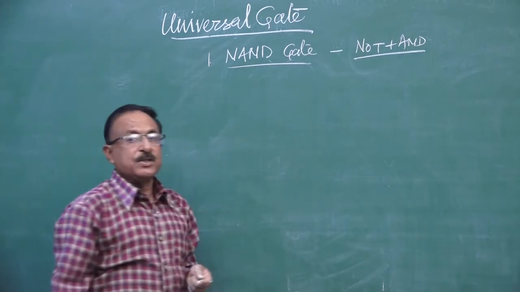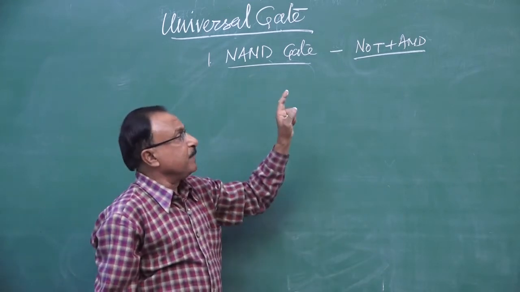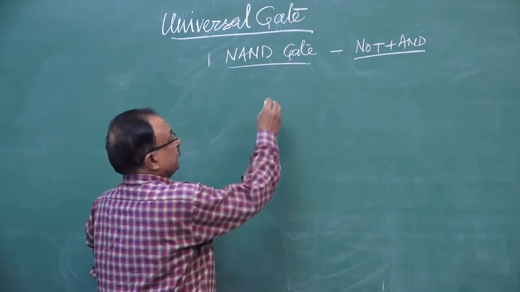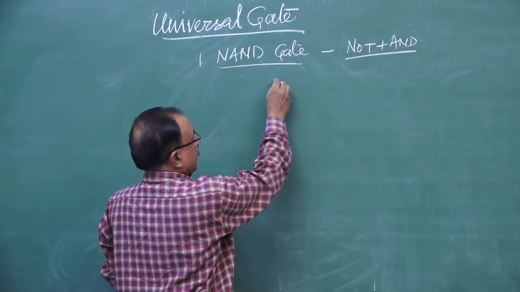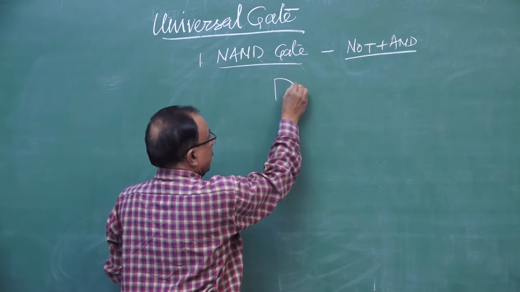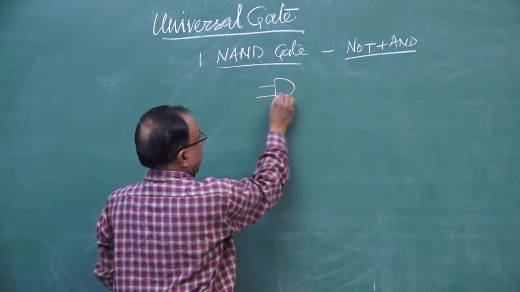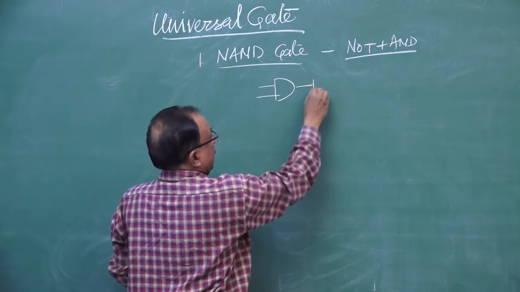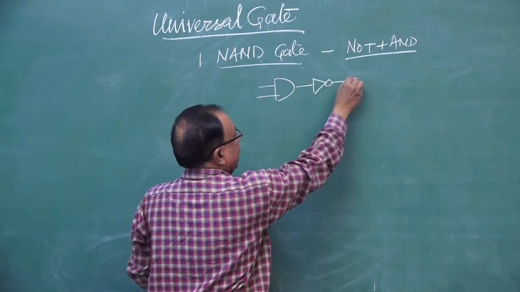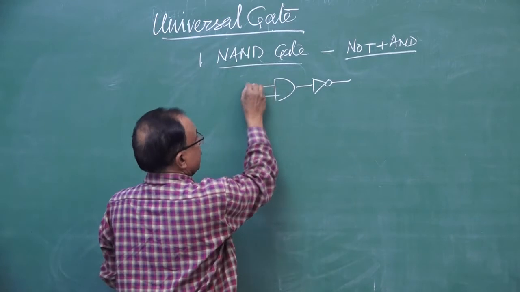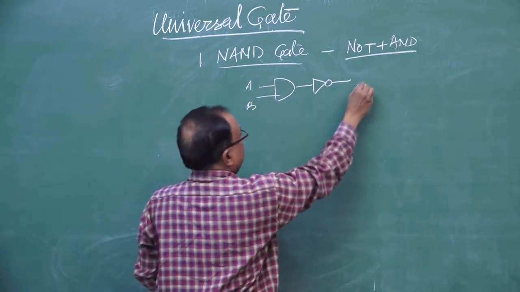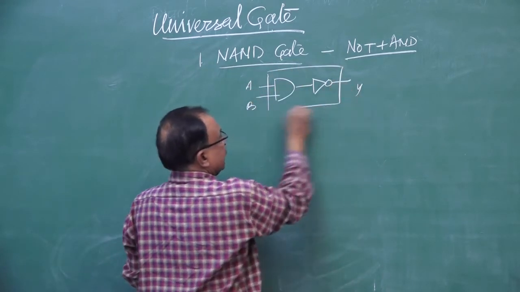This NAND gate is basically made up of one NOT gate following the AND gate. There is an AND gate, and if the output of the AND gate is given to the NOT gate, then this makes the NAND gate. A, B and Y, this together makes the NAND gate.